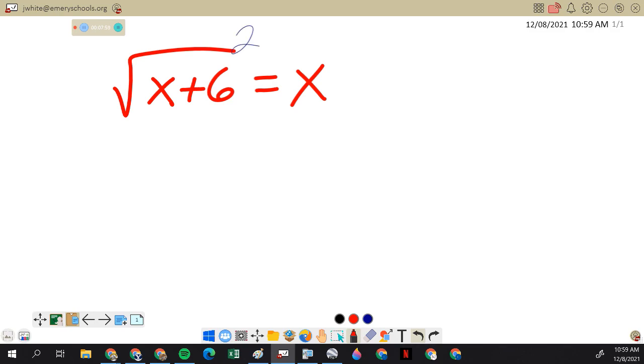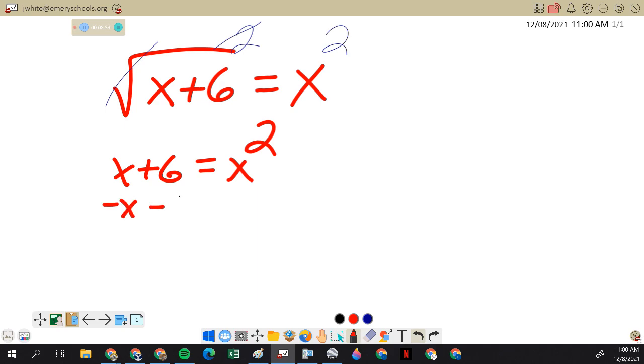Square the left, square the right. The left side square root cancels, and we get x plus 6 is equal to x squared. What do I do to solve an x squared? I could use a quadratic equation, or I have to move everything to one side. I can factor. And anytime you see an x squared, what does that tell you about the answers? There are 2 of them. Right, so there are 2 possible answers in this case.